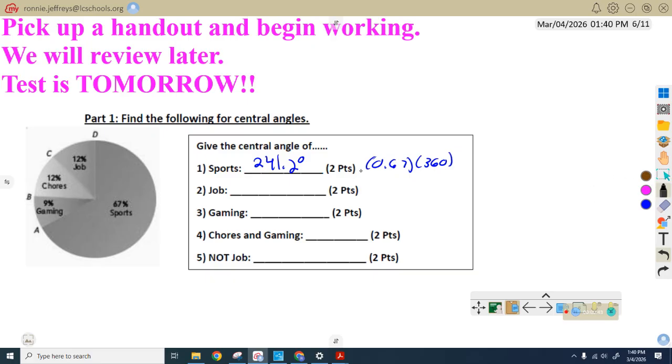Alright, job is 0.12 times 360. So we get 43.2 degrees. Gaming is 0.09 times 360.